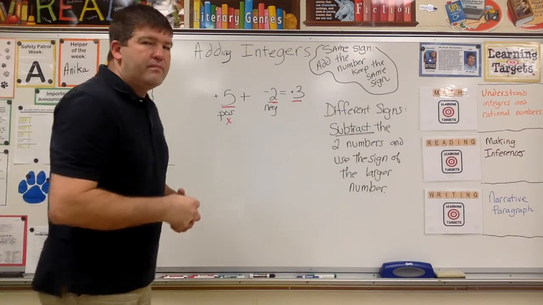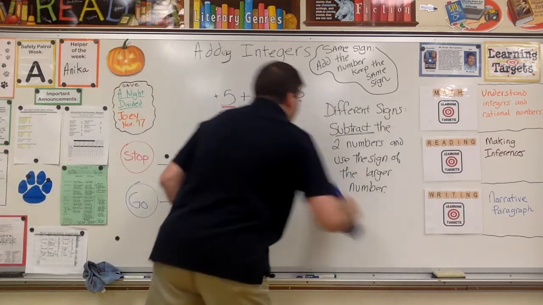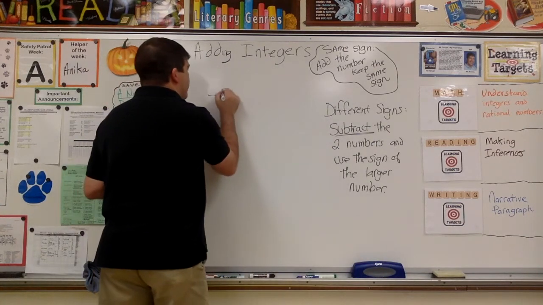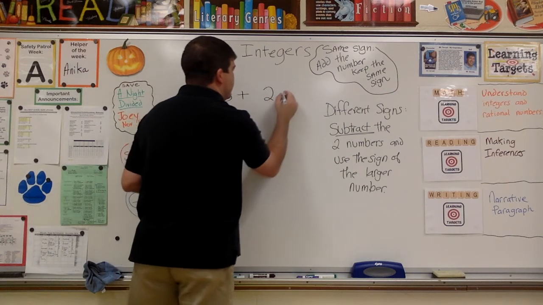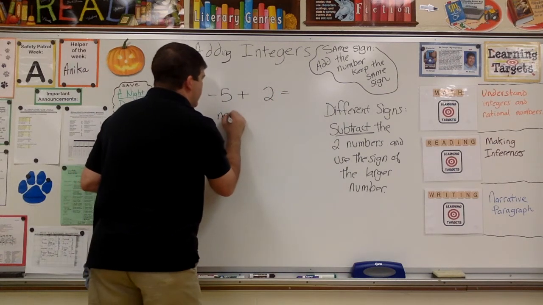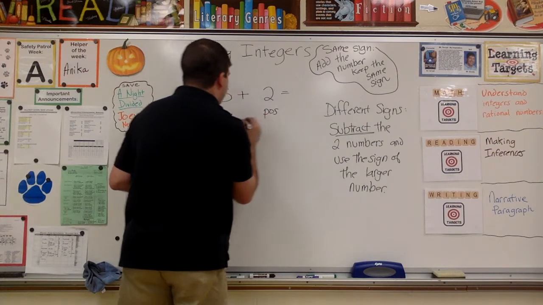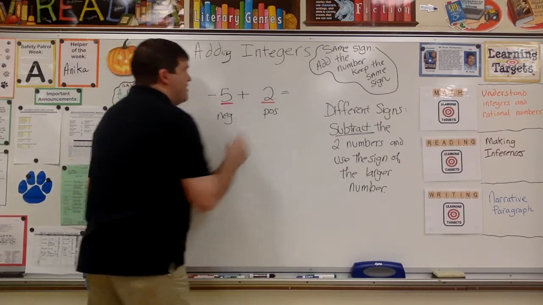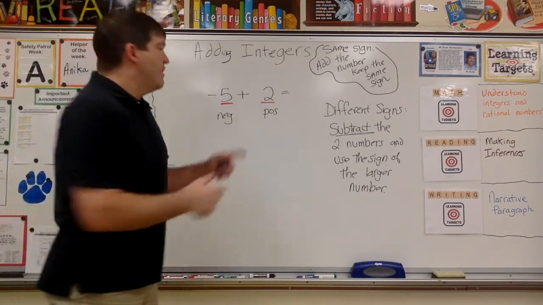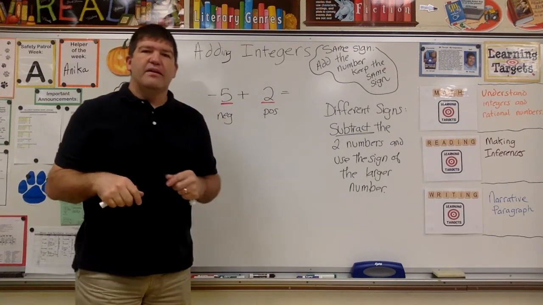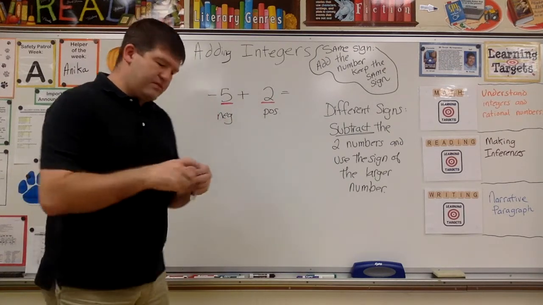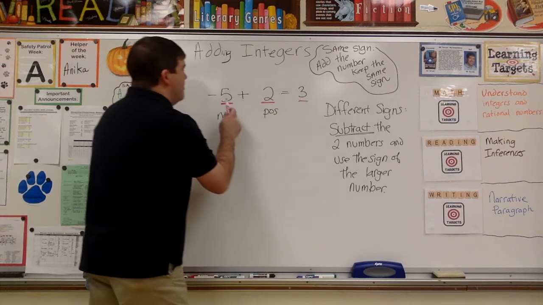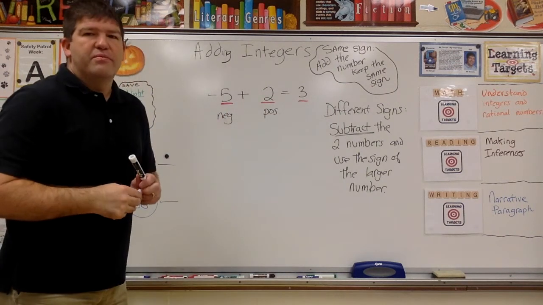Okay? Let's do another one, but this time let's make it negative 5 plus a positive 2. I have a negative here and a positive here. I'm going to look at just the digits: the digit 5, the digit 2. Because I have opposite signs, I subtract them. 5 take away 2 is 3, so I write 3 right here. I've subtracted the two digits.